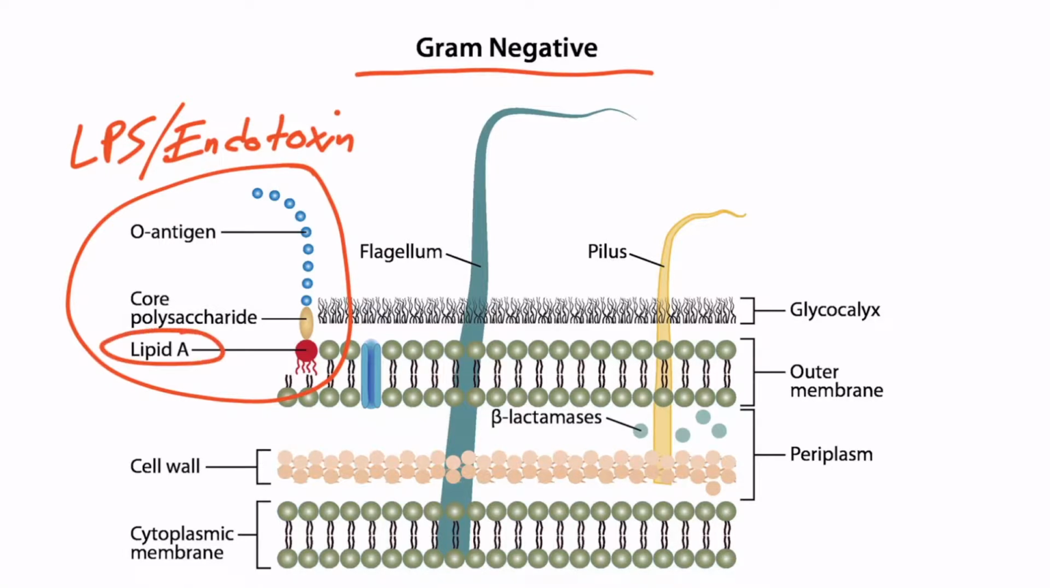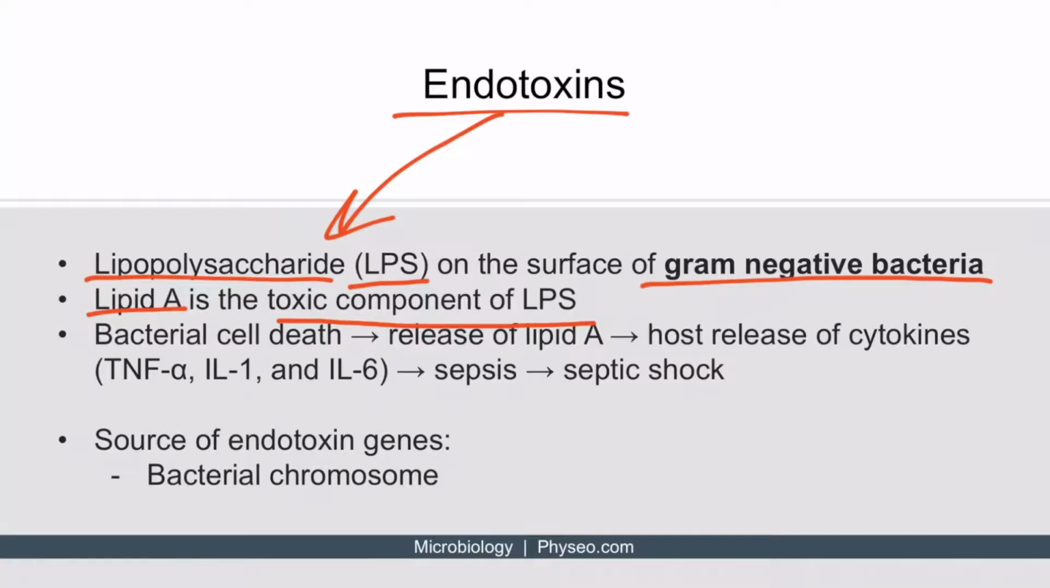And when the cell dies, this lipid A gets released into the bloodstream. So again, when the bacterial cell dies, it will release lipid A, and this causes the host immune system to release lots of cytokines. For example, TNF-alpha, IL-1, and IL-6. This is bad because it happens all over the body, causing sepsis, or even septic shock. Now, sepsis and septic shock are important terms to be familiar with, so we're going to dive into those really quick.